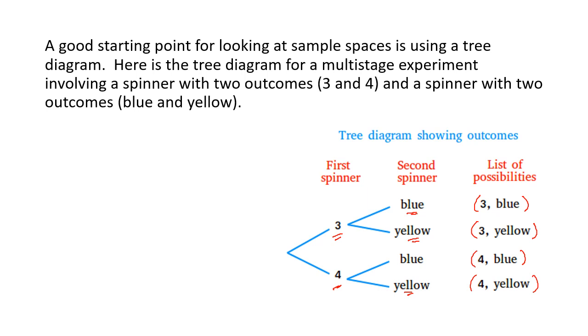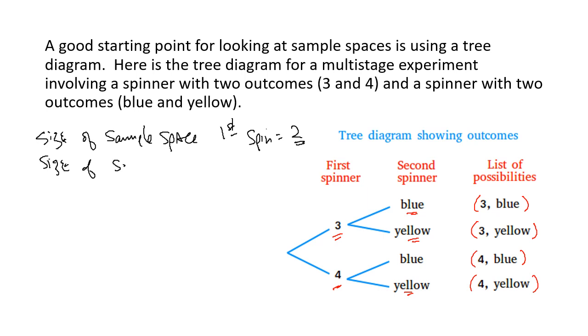Let me switch to black here. So the size of the sample space of the first spinner is 2. And the size of the sample space of the second spinner is also 2.